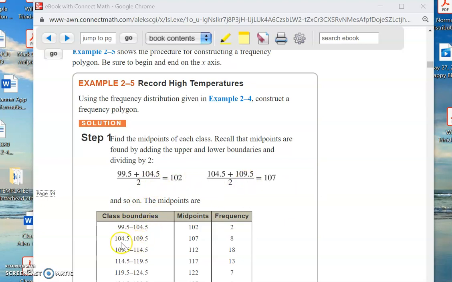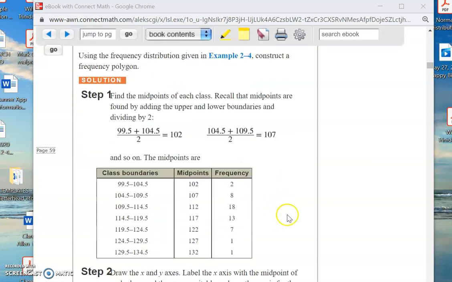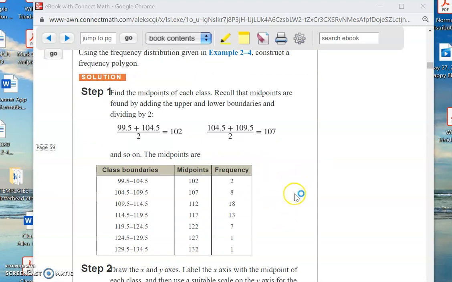Similarly here, 104.5 plus 109.5. Add them up, divide by 2, it's 107. That's the midpoint. So what we're basically doing here is we're saying, I'm going to let the midpoint represent that particular class. Okay, so here are the midpoints.